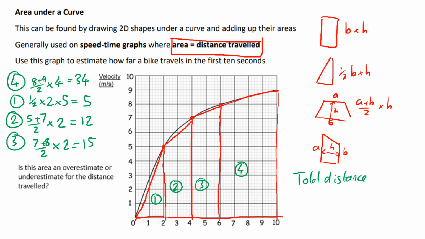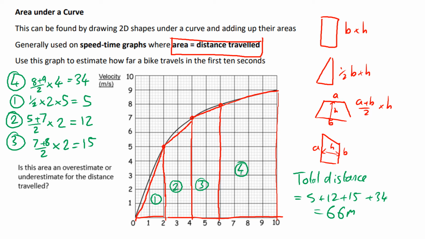would be the sum of those 4 values that I found. So it's 5 plus 12 plus 15 plus 34 gives you 66 meters. Now the question is, is this an overestimate or an underestimate of the distance travelled?